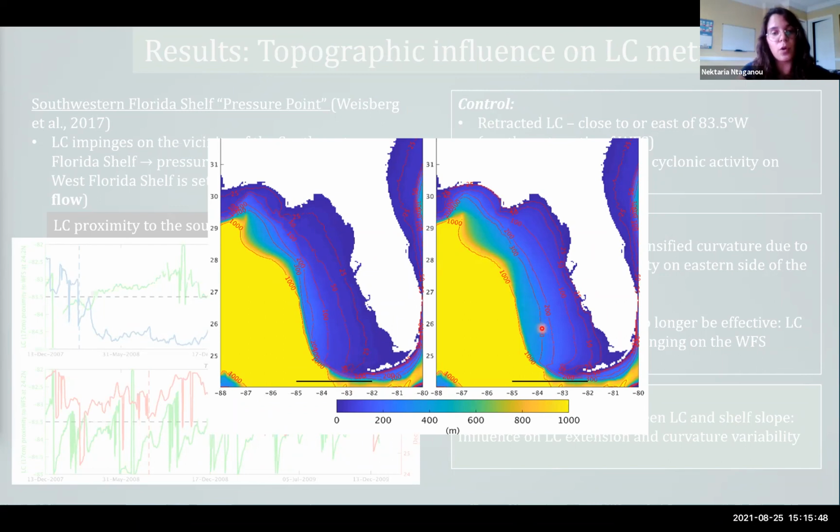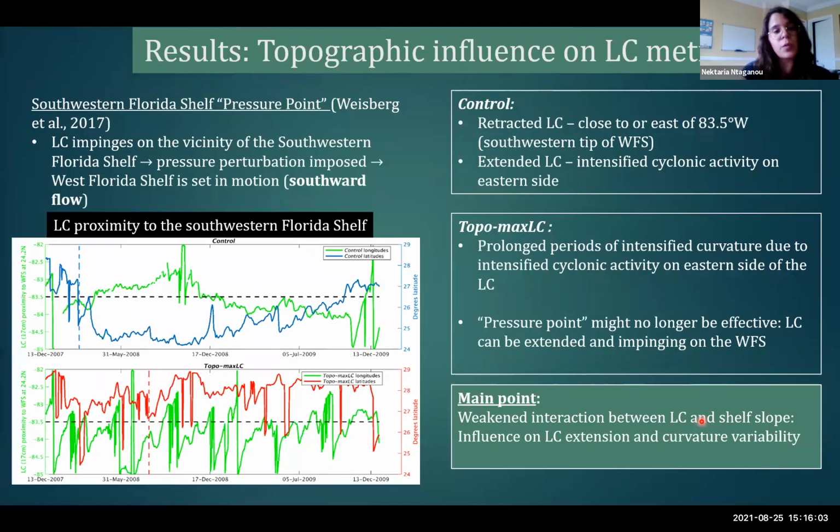In the modified topography, there is still a topographic gradient in the southwestern Florida shelf, not as strong this time, and the isobaths are up to 25 meters deeper than the realistic case. So according to the pressure point theory, when the loop current impinges on the shelf or on the vicinity of the southwestern Florida shelf, a pressure perturbation is imposed that sets the entire West Florida shelf in motion, creating a southward flow.